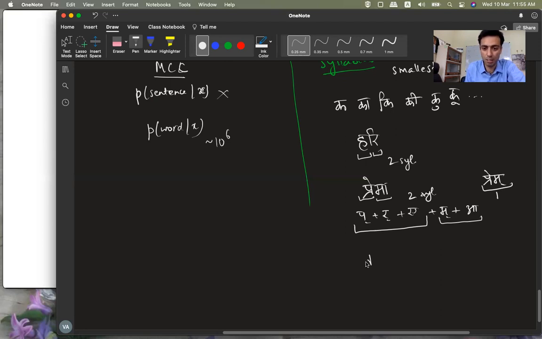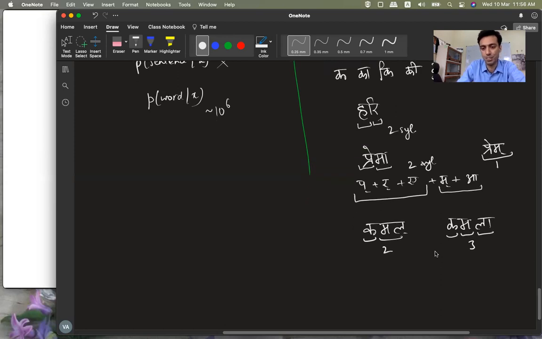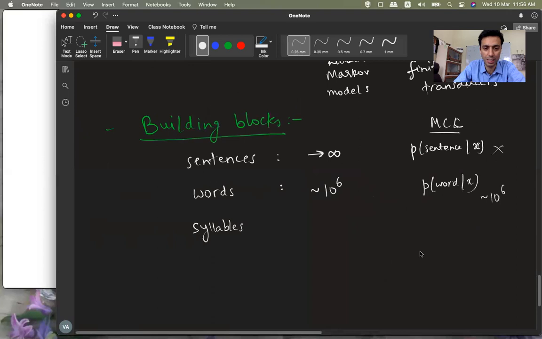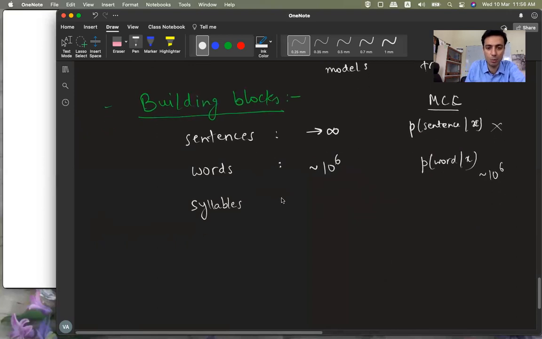Okay, similarly, the same thing happens in kamal. Ka mal, 2 syllables. But if you say kamala, this is ka ma la, 3 syllables. So it's very easy to see. In English, it is very difficult. Like if I say Kamal, how many syllables are there? It's difficult to tell. In Hindi, it's very easy to see. It's written syllable-wise. So I can break it down into syllables. Now tell me how many syllables are there?